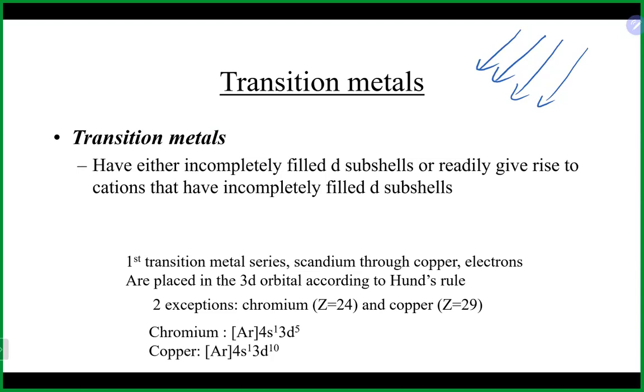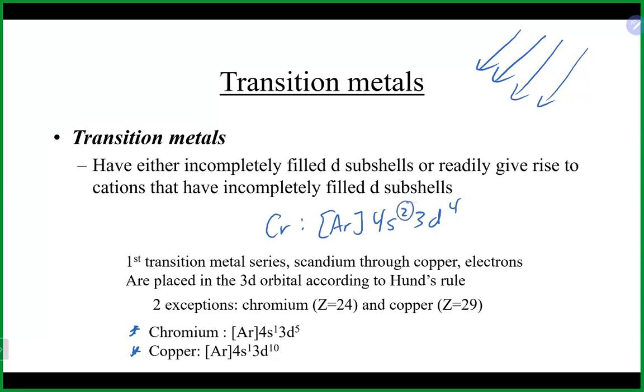The two notable ones that usually you have to learn for chemistry are these two in the first row, which is chromium and copper. So if you were to follow the zigzag approach there for chromium, you would end up with argon 4s2 3d4.